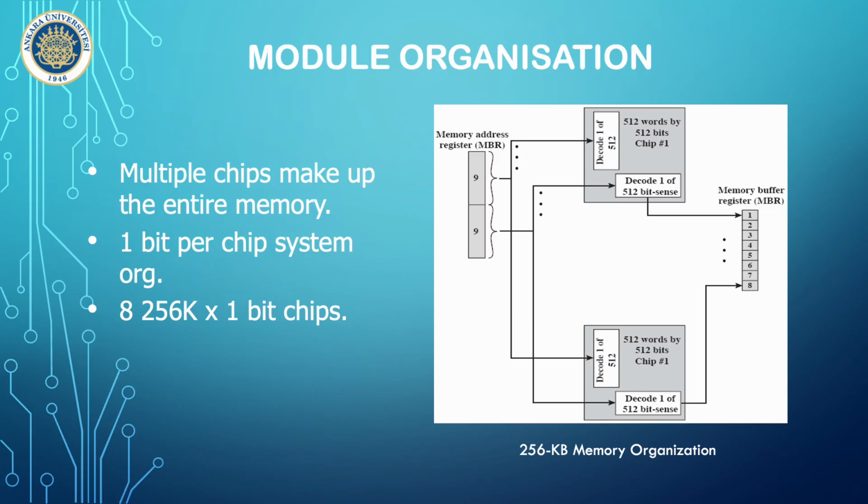In a real computer, memory is built from multiple chips organized together. Each chip may handle only one bit, but combining them allows the system to store complete bytes or words. As you see in this example, 1-bit chips can be combined to form a 256 kilobyte memory. This is known as a bit slice organization.